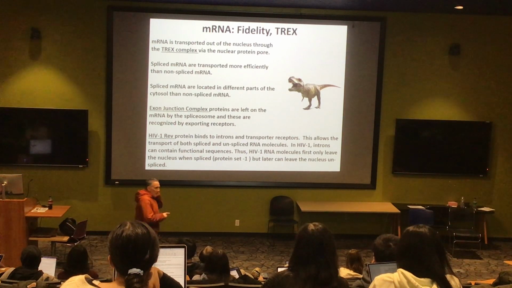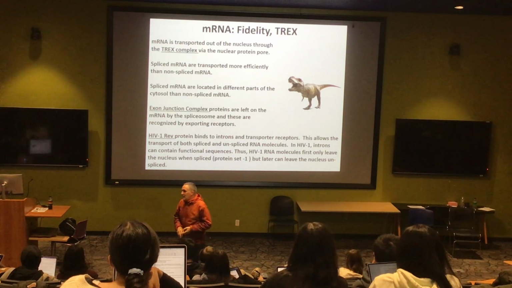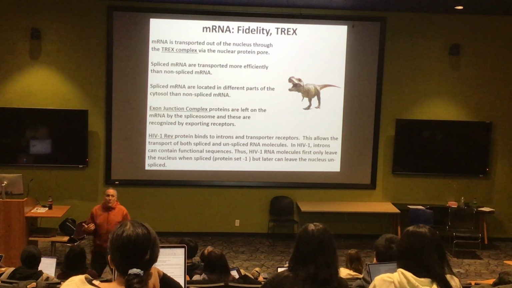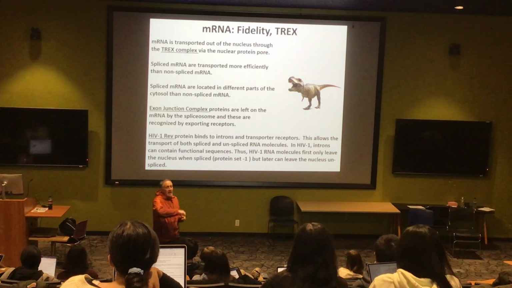But this creates a problem, of course, because if you're not spliced, you shouldn't be able to bind to the TREX complex, you shouldn't be able to leave the nucleus. So how does HIV get around this? How does HIV manage to send out both spliced and unspliced mRNAs?